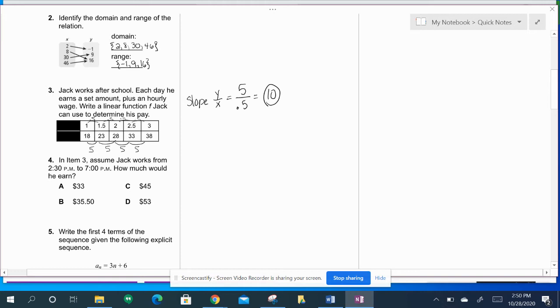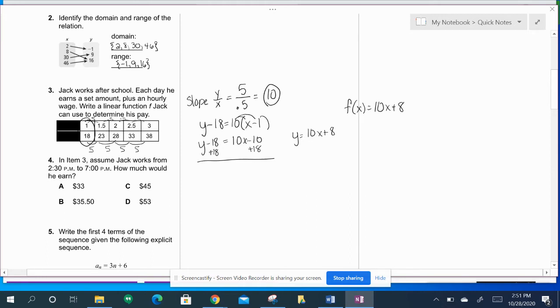Now that I know slope, I'm going to pick a point. I'm just going to choose the first one here and use point slope form. So y minus 18 is equal to 10 times x minus 1. We want this in slope-intercept form for the linear function, so I'm going to go ahead and do the 2 extra steps by distributing and getting 10x minus 10, and then adding 18 to each side. I end up with y is equal to 10x plus 8. So in function form, that would be f of x is equal to 10x plus 8.